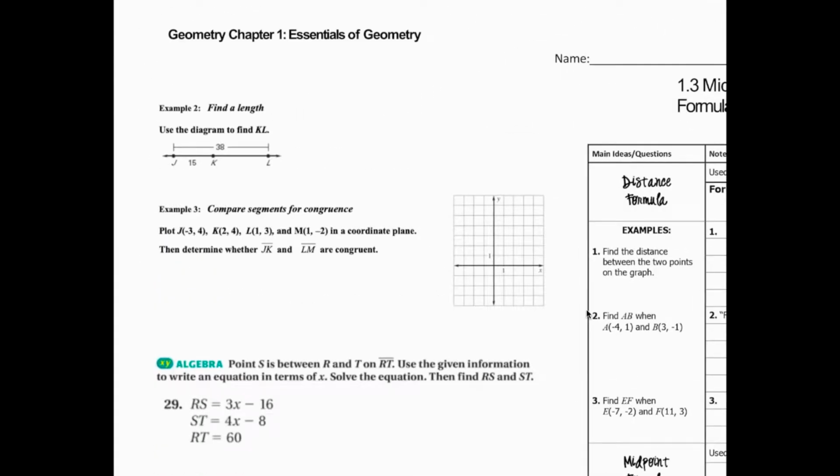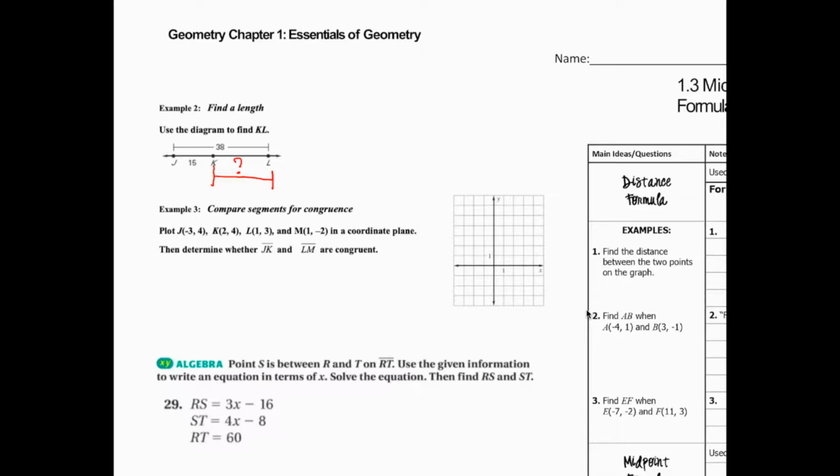So it says use the diagram to find KL. So I know I'm looking for this distance here. This is my question mark. So I know that the entire distance is 38. And then I know that segment JK is 15. So to find segment KL, I know that 15 plus segment KL has to equal 38.